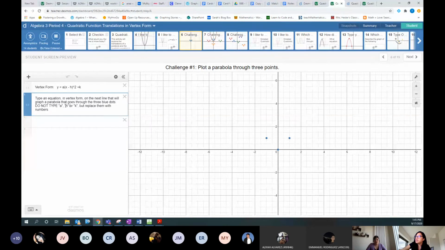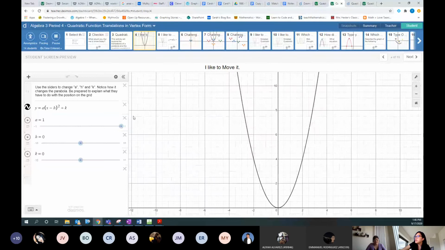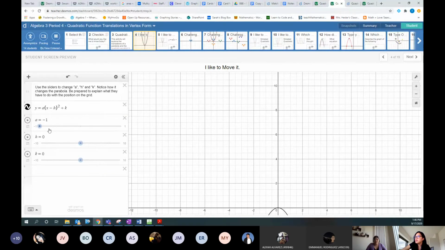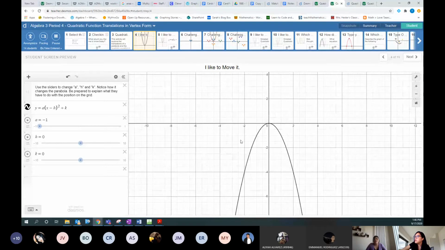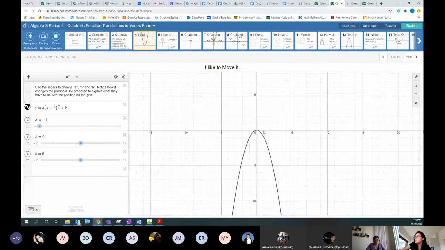Now, if you don't know what A, H, and K are, you have to go back to the 4th slide and play with those letters. What happens if you change the value of A from negative to positive? Right now we're positive, then we go to negative. Adjust your graph so that each square is 1 unit, 1 unit. And this is what happens with A. It flips your graph.